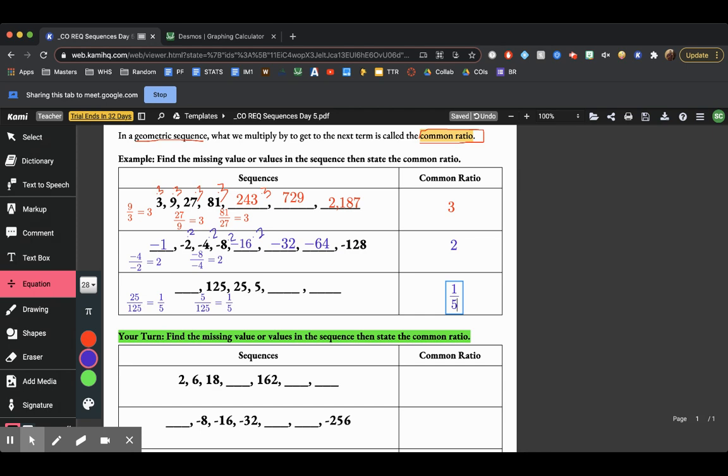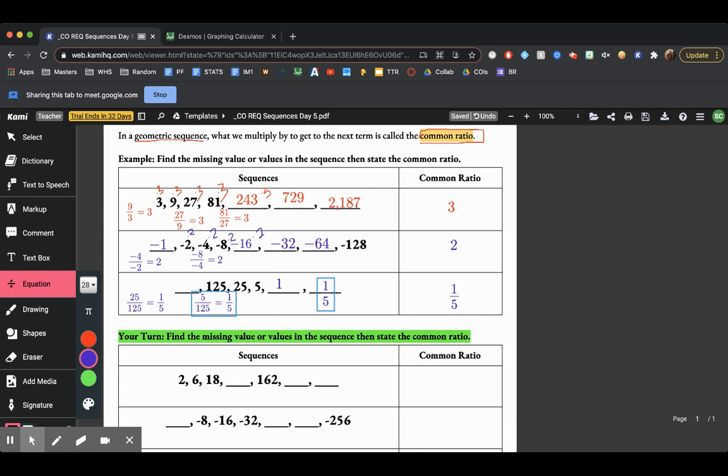Okay, and when we have a common ratio like this, it's basically telling us that we are dividing. So if we do 125 divided by 5, I get 25. 25 divided by 5, I get 5. 5 divided by 5 gives me 1. And 1 divided by 5 gives me 1 over 5. So I can type that in there, 1 over 5.